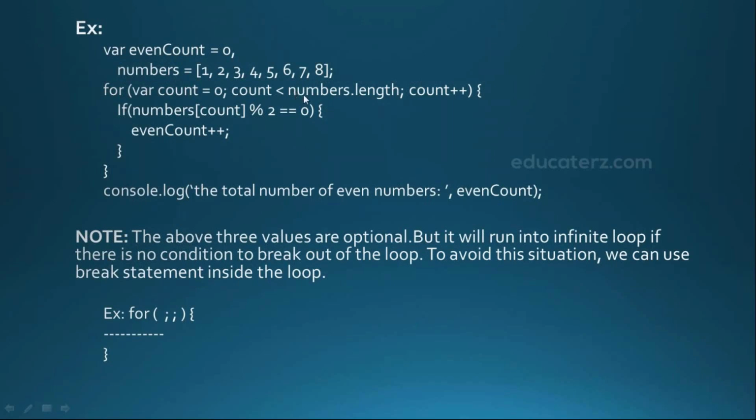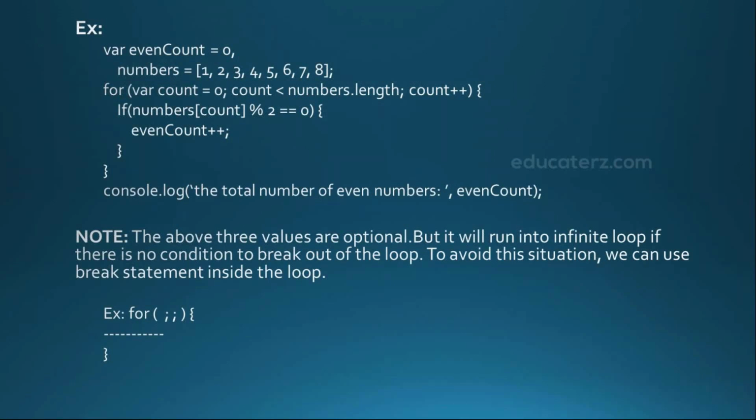This means 8, so it will iterate through the loop from 0 to 7, and then I am incrementing the variable so that I can move from the current position to the next position. Then, if numbers of count modulo 2 equals 0, I'm incrementing the variable, as even numbers are divisible by 2. So if the number is divisible by 2, let's increment evenCount, or else not. This loop will iterate through each and every element within the numbers array, and if it finds an even number, it will increment the value.